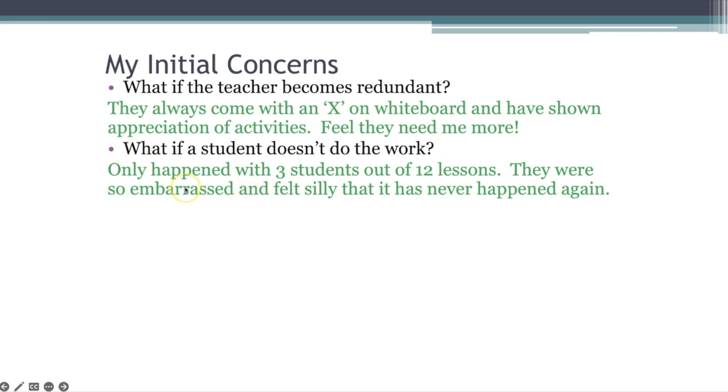The next one was, what if the student doesn't do the work? Now, I actually found that students were more likely to do this work for homework than traditional homework. I found that only 3 students out of the 12 lessons didn't do the work. And yes, I know it's going to vary from school to school depending on the cohorts that you have. But even students that normally don't like to do homework or refuse to do it, they find it too hard, they leave it, they were more inclined to do it for a couple of reasons.